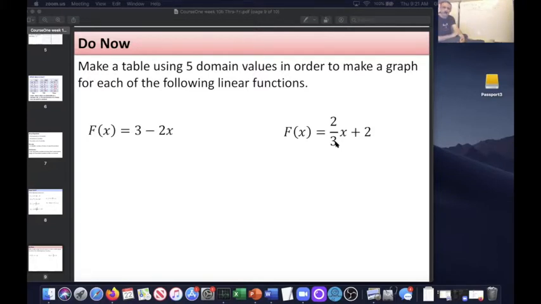So we get to choose the x's. And that's the key here. You know they're linear, so you know it's going to be a straight, non-curved line. All right? So which x's do we choose? Well, it depends. What are we multiplying to the x? If we're multiplying a whole number, we might as well just keep it simple. If we're going to use the 3 minus 2x rule, we might as well just do -2, -1, 0, 1, 2.